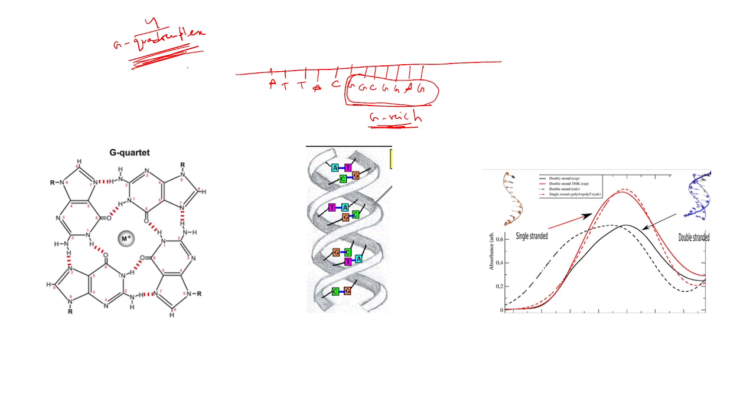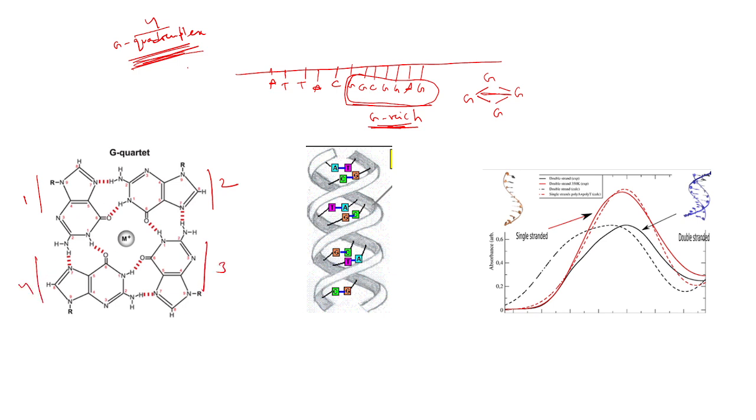In that case they fold on each other. That means the 4 guanine structure. So 1 guanine, 2 guanine, 3 guanine and 4 guanine form a G quadruplex structure like this. Here this is the G quadruplex. Here it is the first guanine, this is the second guanine, this is the third guanine, this is the fourth guanine.